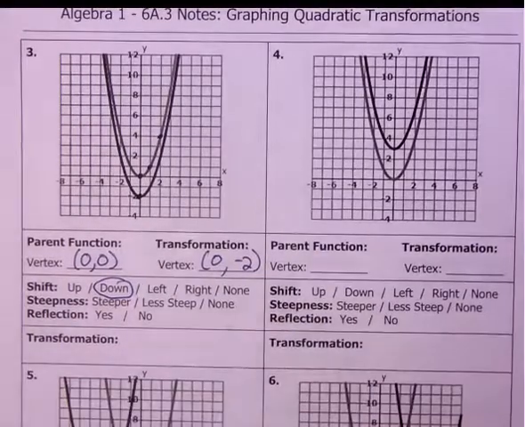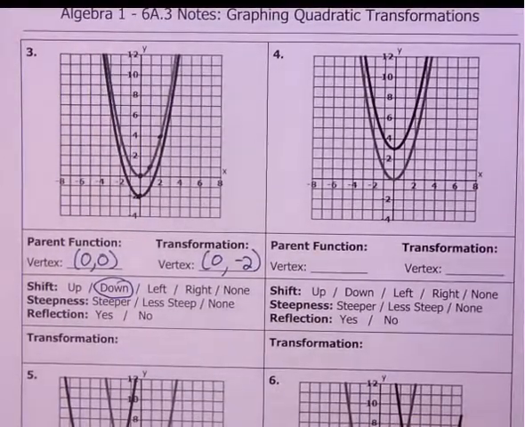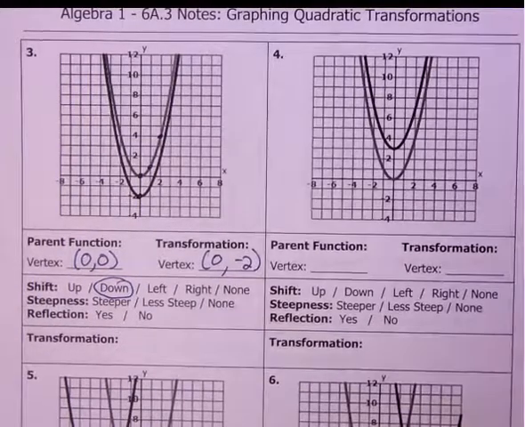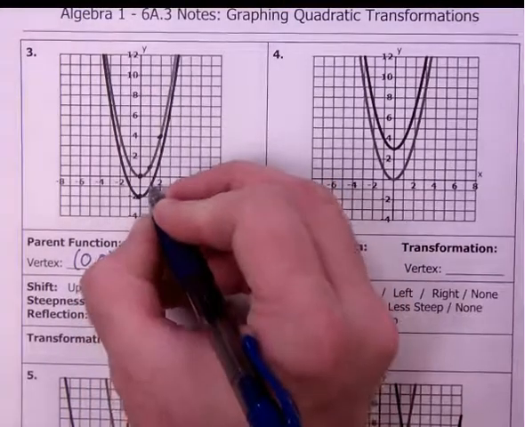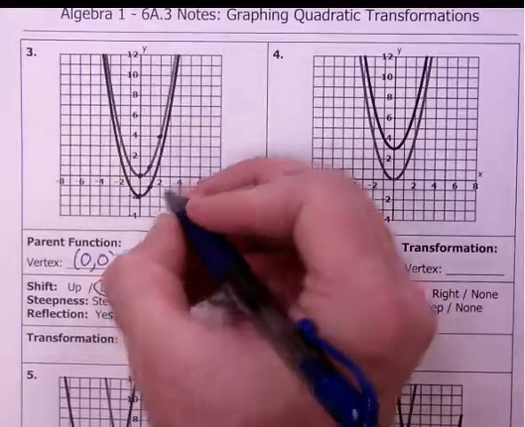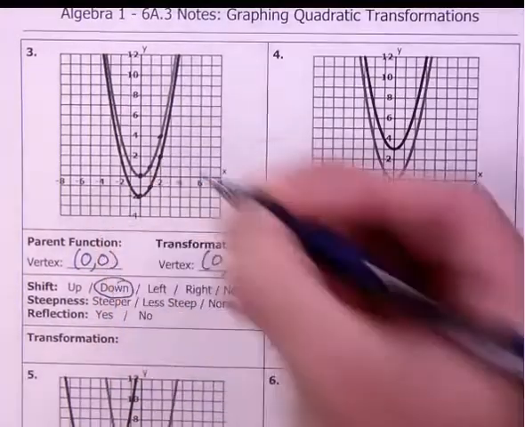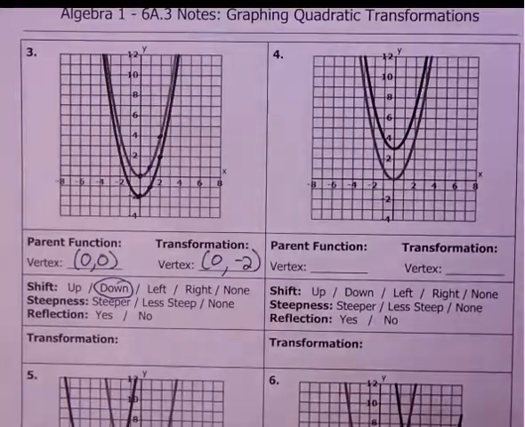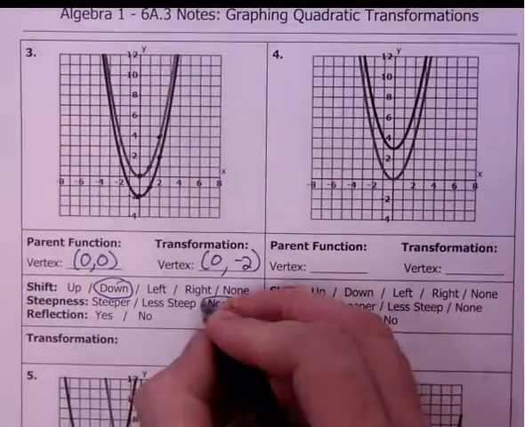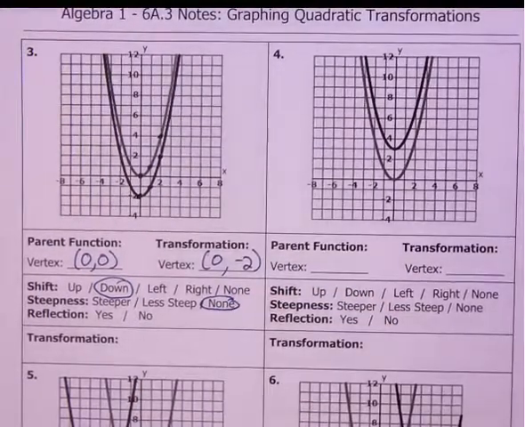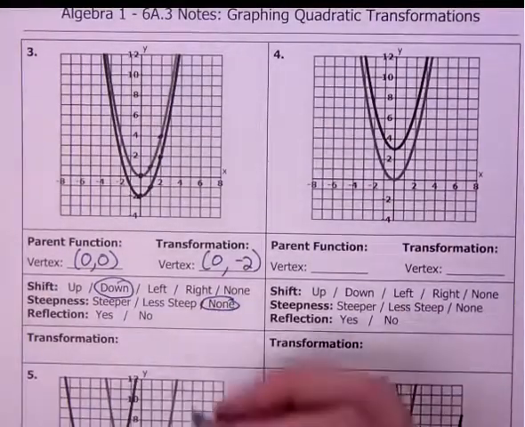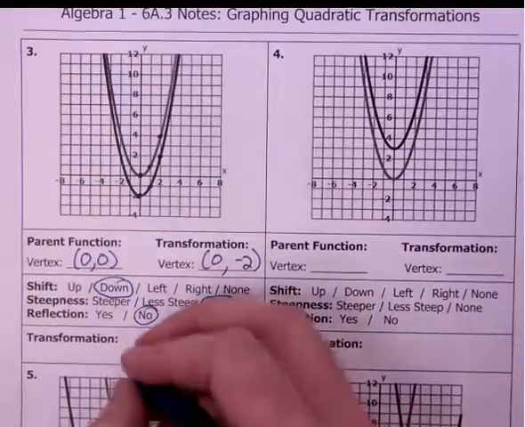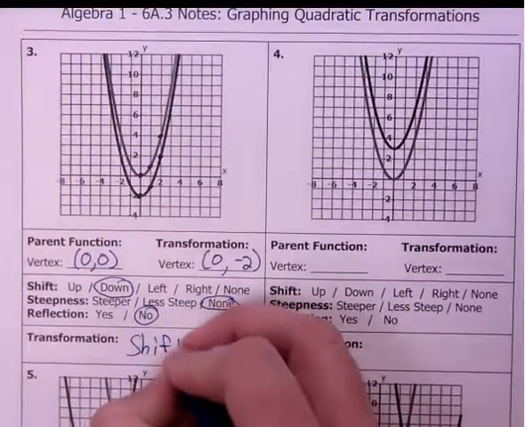Now it's kind of hard. If you look at it right away, you're going to say, oh, the new one is less steep because it's outside of that one. But let's go ahead and check our pattern. If we're starting at 0, 0, over 1, up 1 is still on the line. Over 2, up 4 is still on our new line, which means it has the same steepness. So our steepness is going to be the same. In this case, we said none. And it's still going in the same direction, so we're going to say no reflection. So that would be a shift down.